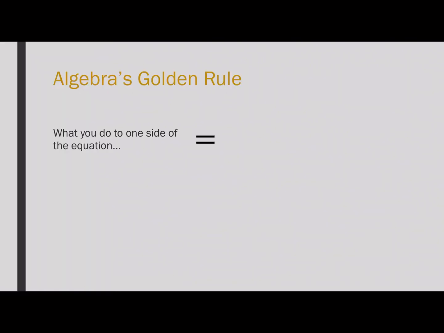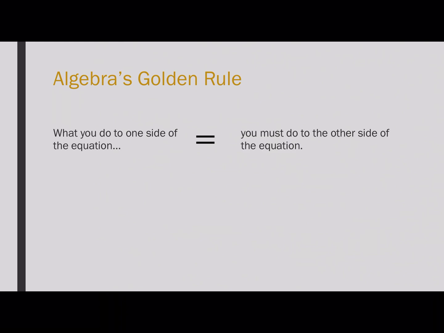Algebra's golden rule: what you do to one side of the equation, you must do to the other side of the equation in order to maintain that balance. That has to be balanced, so it's the same. Why does it matter?